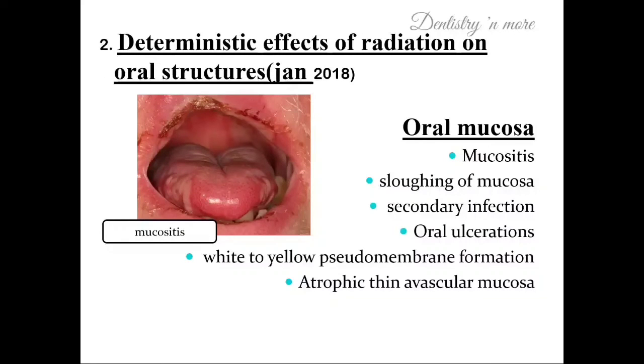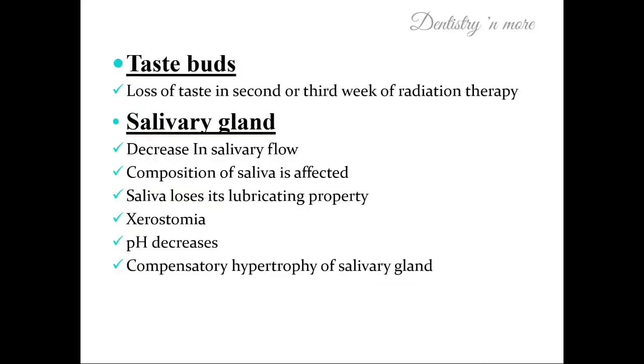Next question that can be asked is the deterministic effects of radiation on oral structures. In oral structures, you can see oral mucositis, sloughing of mucosa, and secondary infection, that is candidiasis, which can lead to whitish to yellowish pseudomembrane formation. Oral ulcerations can be seen, and also atrophic, thin, avascular mucosa. Among the taste buds, there is a loss of taste sensation in the second or third week of radiotherapy.